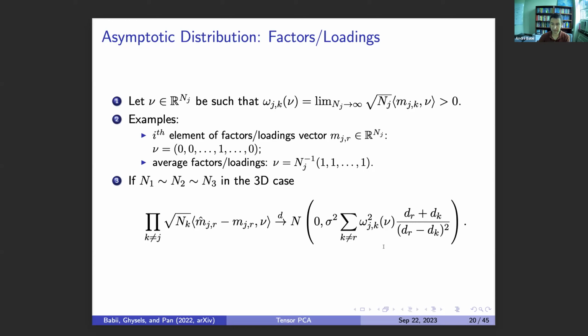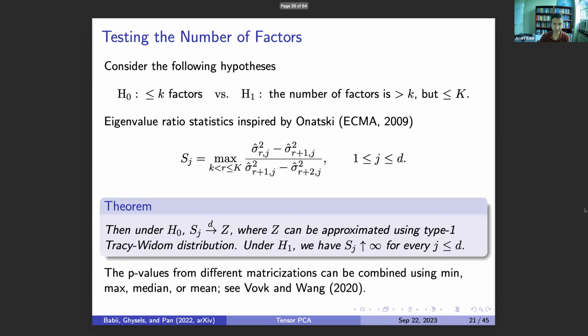And we get this asymptotic variance, which is similar to what we get for PCA, but it's slightly different because we have the factor structure.